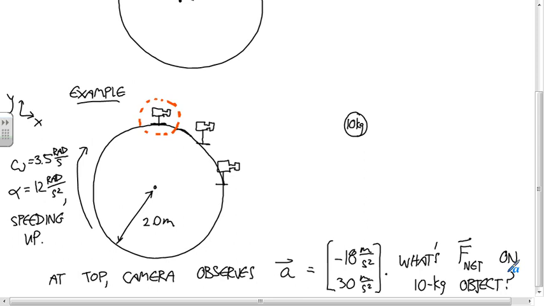So we're going to have to use Newton's second law to relate an acceleration to a force. We're also going to have to use the circular motion equations in order to take this observed acceleration and express it in an inertial reference frame, because the origin of the camera is accelerating. That's the equivalent of saying that this acceleration vector that's given is expressed in a coordinate system whose origin is accelerating as it moves around the circle.